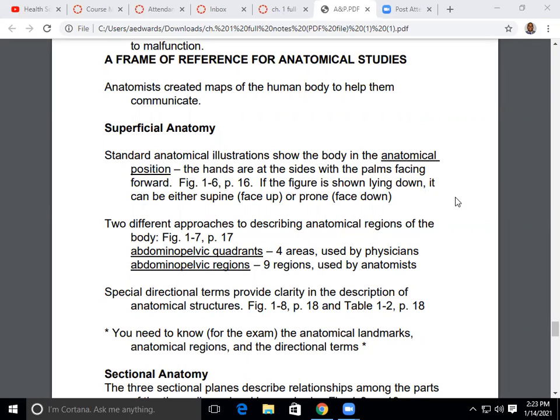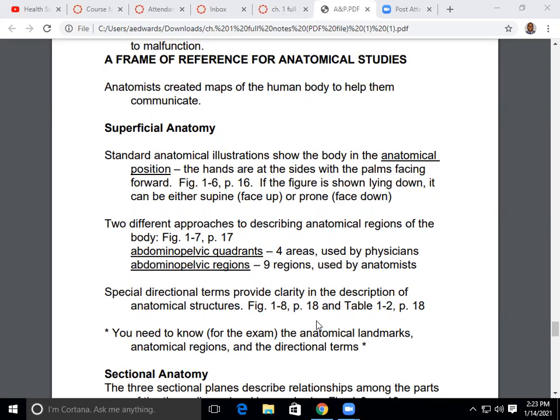All right, two different approaches to describing anatomical regions in your body. So physicians use quadrants. Quadrants means there's four, right? Quad is four. All right, anatomists use regions. We like to be a little more specific, okay. So we'll get into the quadrants and the regions in lab. I just wanted you to know why there's two different ways of doing it. Okay. Anatomists usually want to be a little more specific. So there's 9 regions. But physicians are going to use 4 quadrants.